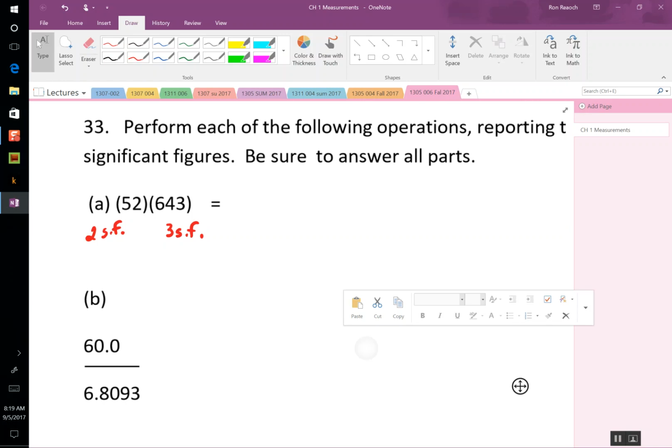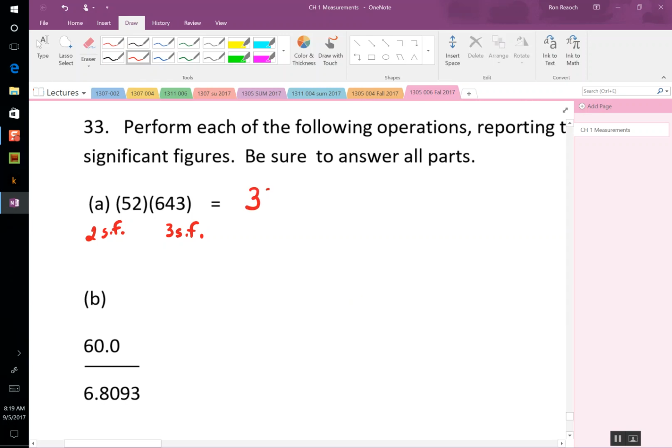And notice that's not right. Is this what you get? 33436? All right? Notice that your calculator doesn't know how many significant figures to give you. How many significant figures are in that number? 5. So we need 3 significant figures, 2. This is our least accurate number.